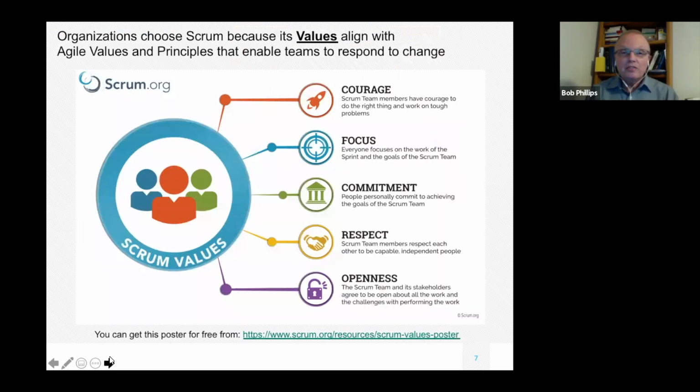So this chart is available from scrum.org, and I put a link to it on the bottom of the presentation. And actually, it's a PDF file that prints up to a pretty nice size poster if you ever want to use it. And what this talks about is there's 5 values to Scrum. And all these values make sense.